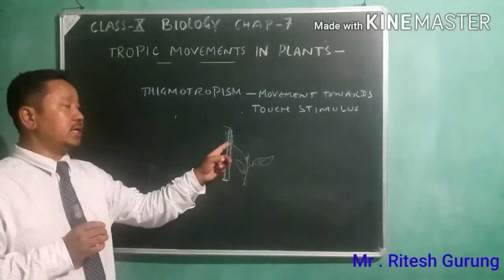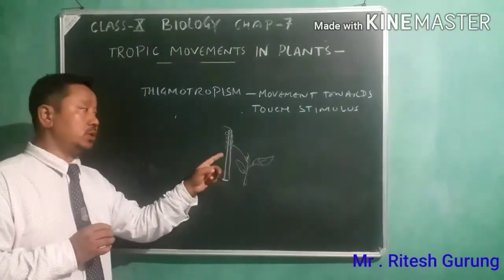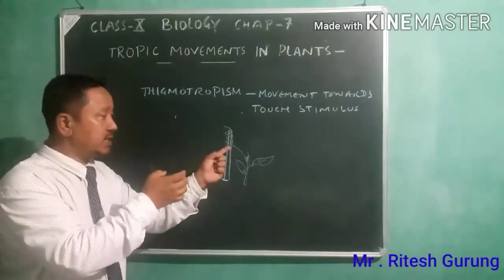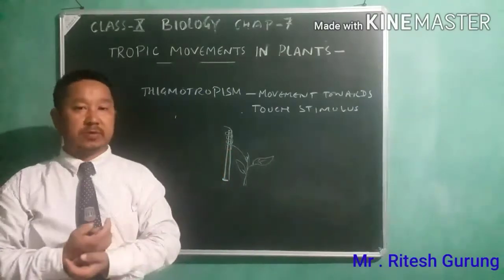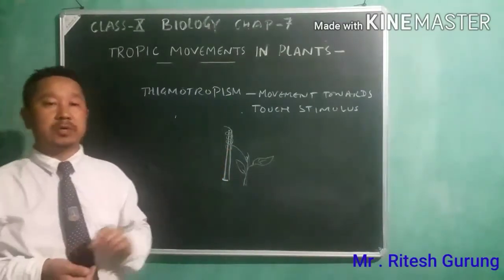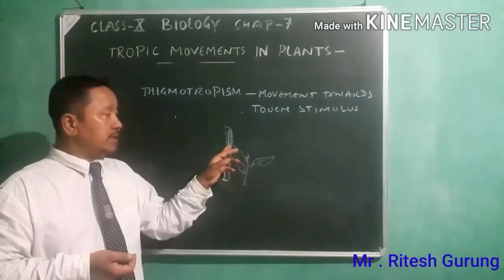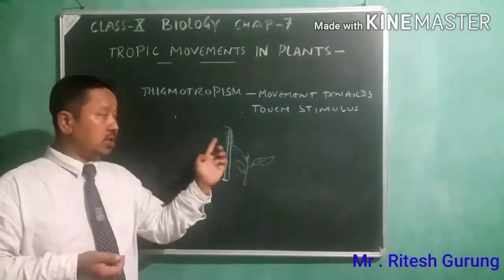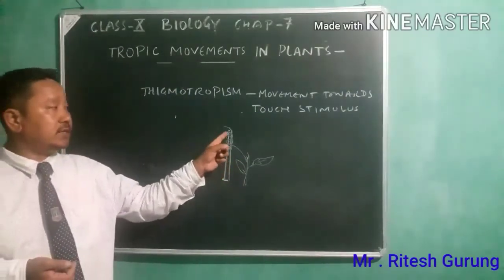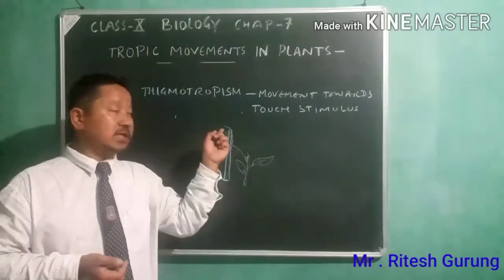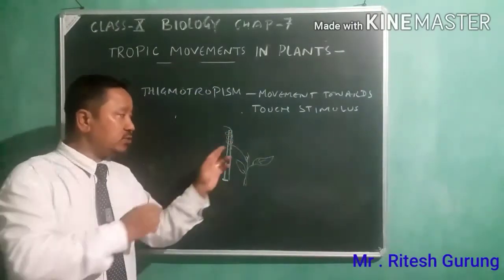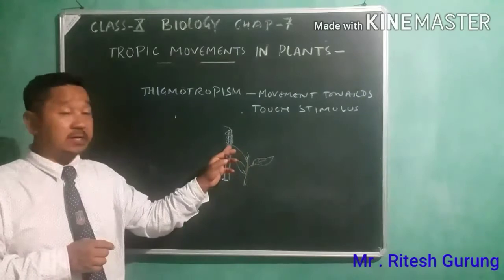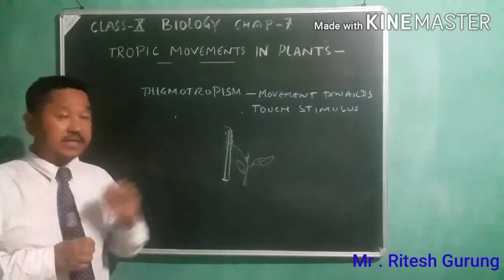When it touches the other plant or the support, then what happens? It forms a stimulus in it, which makes this part go around it. So here the stimulus is perceived. The touch stimulus is perceived by the tip of this tendril, and it is transmitted to the basal region of this tendril.